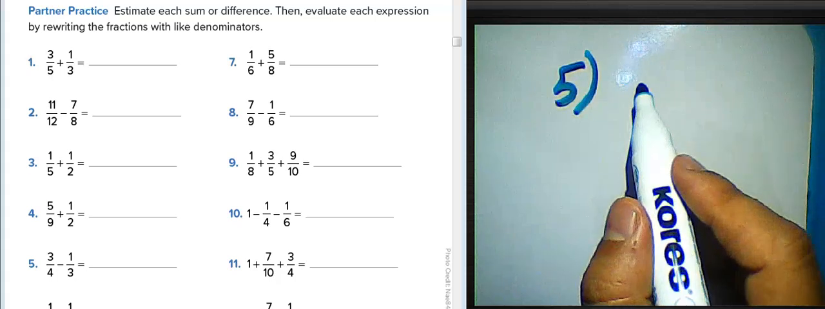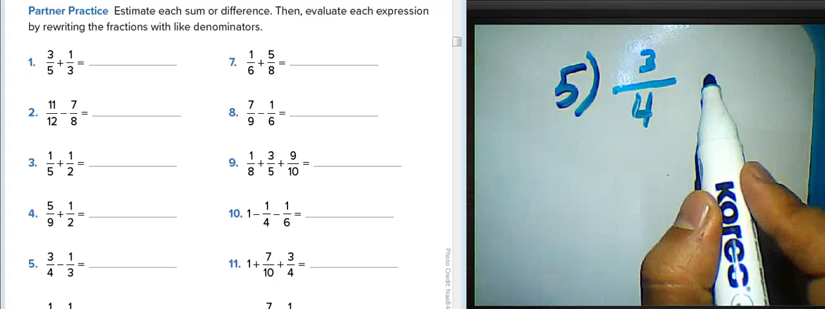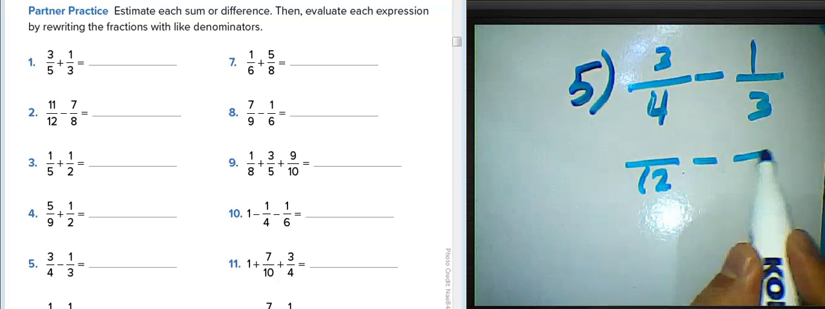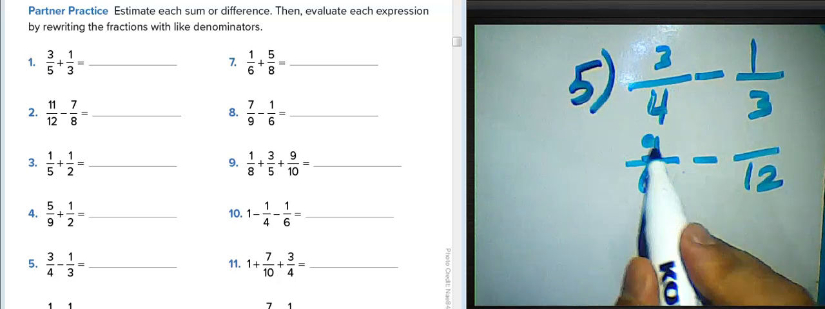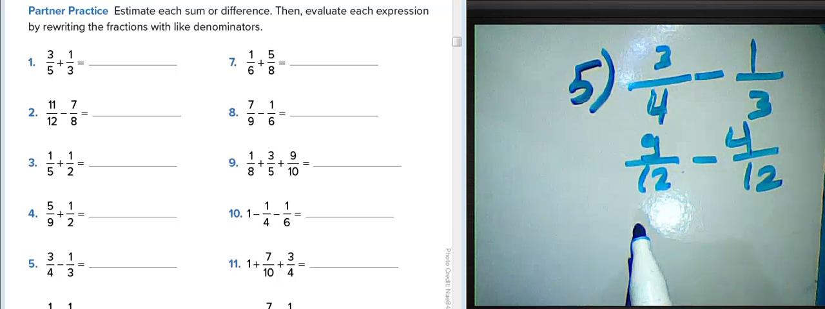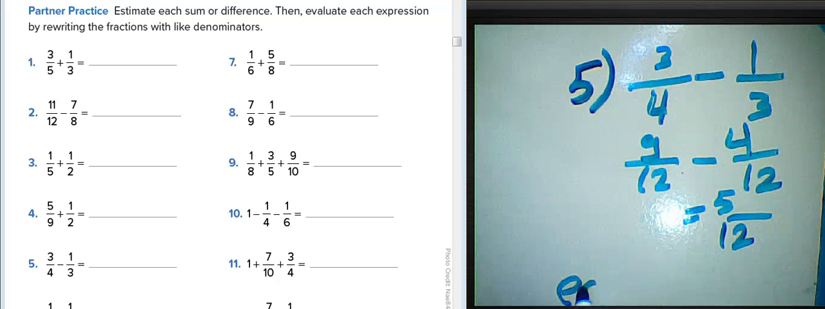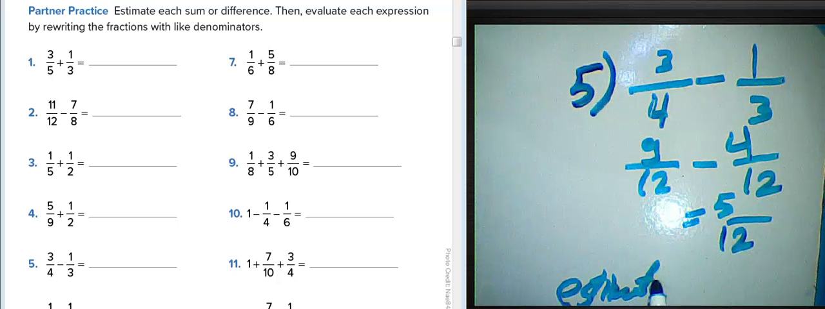Question number 5. 3 over 4 subtract 1 over 3. We can find the least common multiple between them. 3 times 3 equals 9. 1 times 4 equals 4. And then the difference between them is 5 over 12. And what about the estimate?